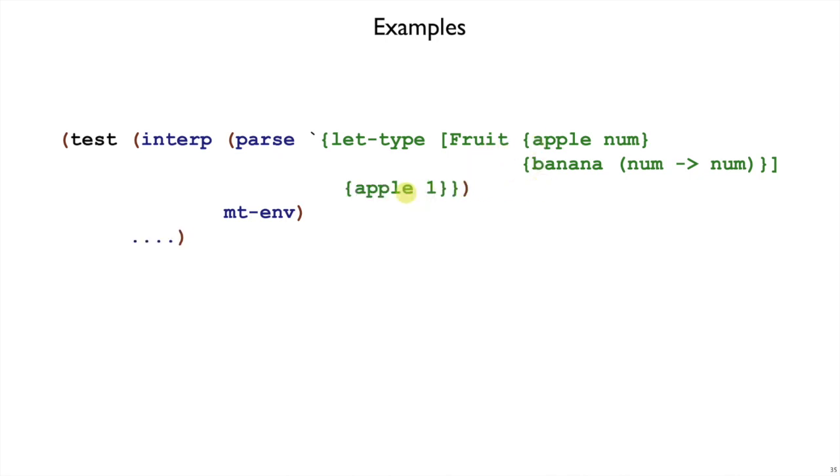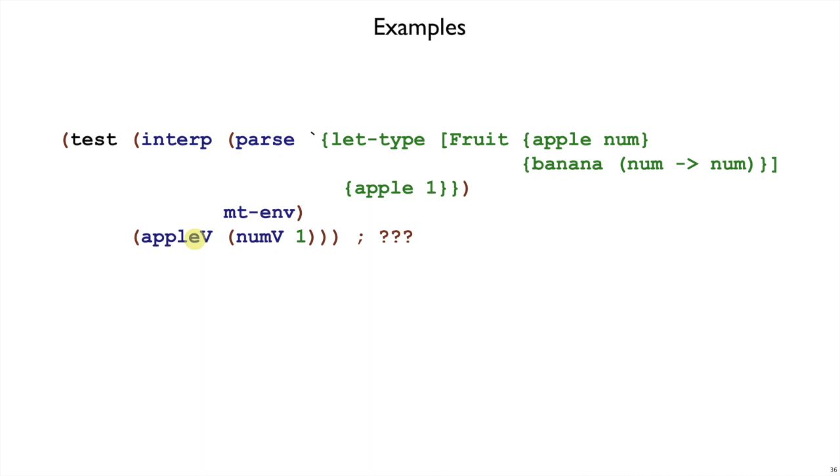Let's suppose that the body here is apple 1. So that is, we've introduced the variant apple here of the fruit type, and now we're instantiating that variant by supplying the field value 1. So what should we get out? Should we get an apple v out?